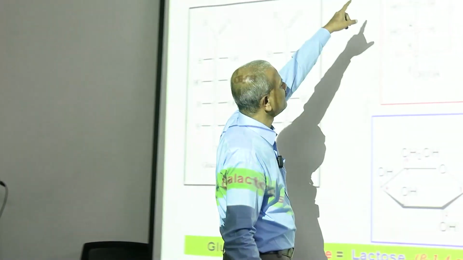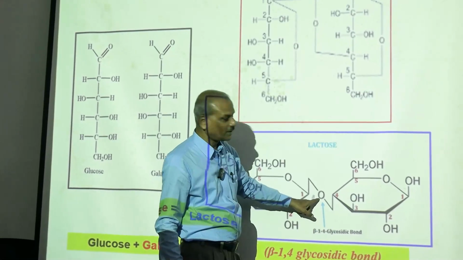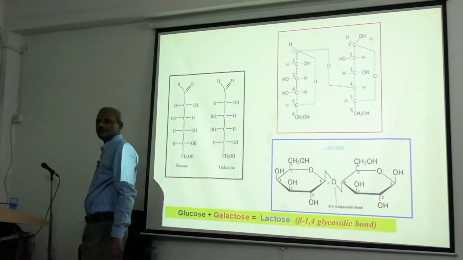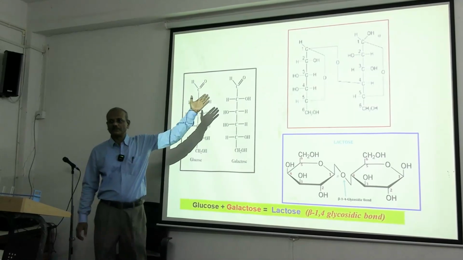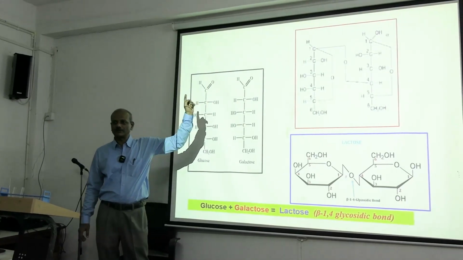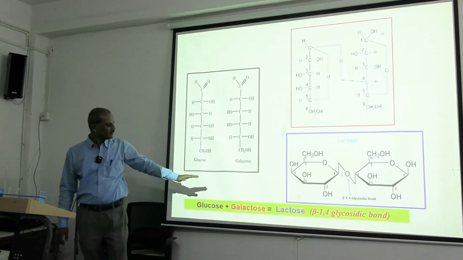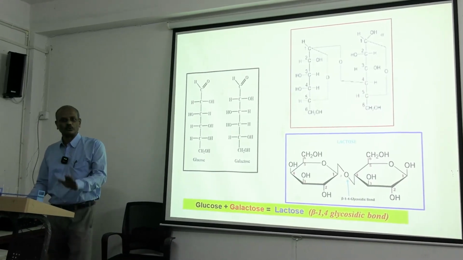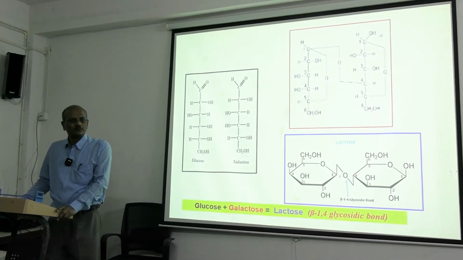Why only 1? Because one aldehyde group is involved in the formation of glycosidic bond. That is the reason only 1 will be available. Out of 2, 1 is already involved here. You see, number 1 position is involved. In the other, number 1 position is free. So 1 free aldehyde group will be there. So again, that is the reason why lactose will be a reducing sugar. So both lactose and maltose will be reducing sugar.